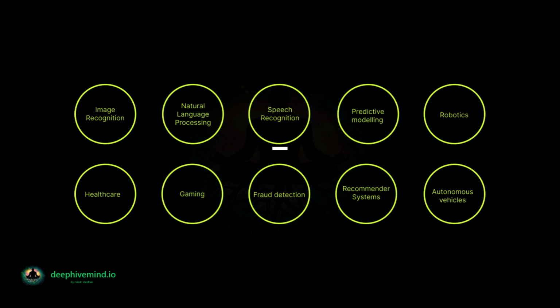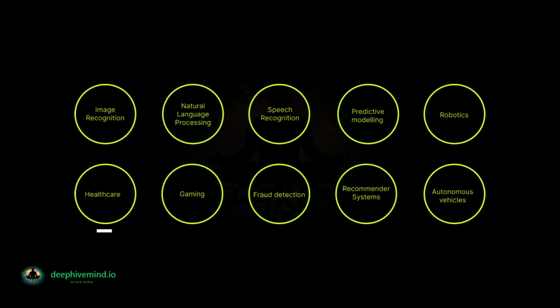Speech recognition. ANNs are used to recognize and transcribe spoken words and convert them into text. Predictive modeling. ANNs are used to predict future outcomes based on historical data, such as stock prices, weather forecasts, and demand forecasting. Robotics. ANNs are used in robotics for tasks such as navigation, manipulation, and perception.